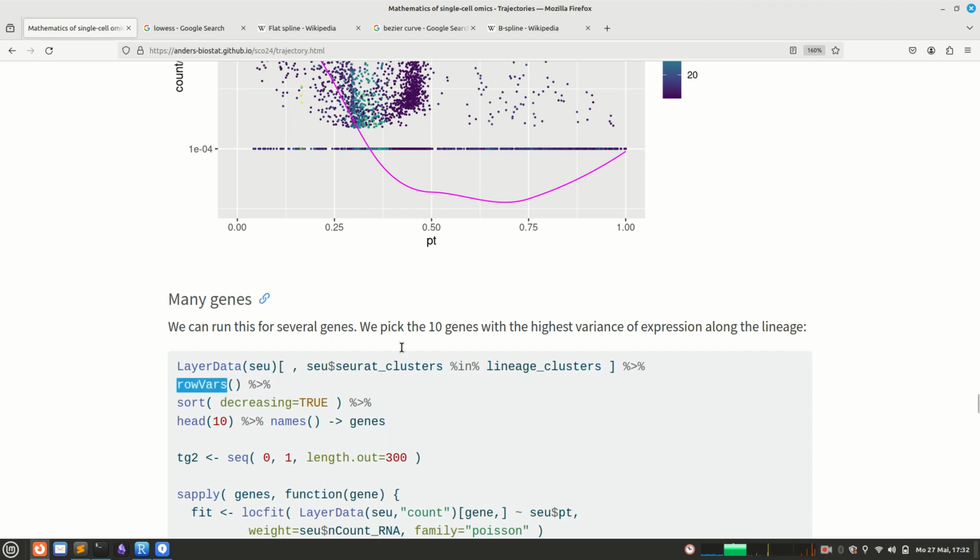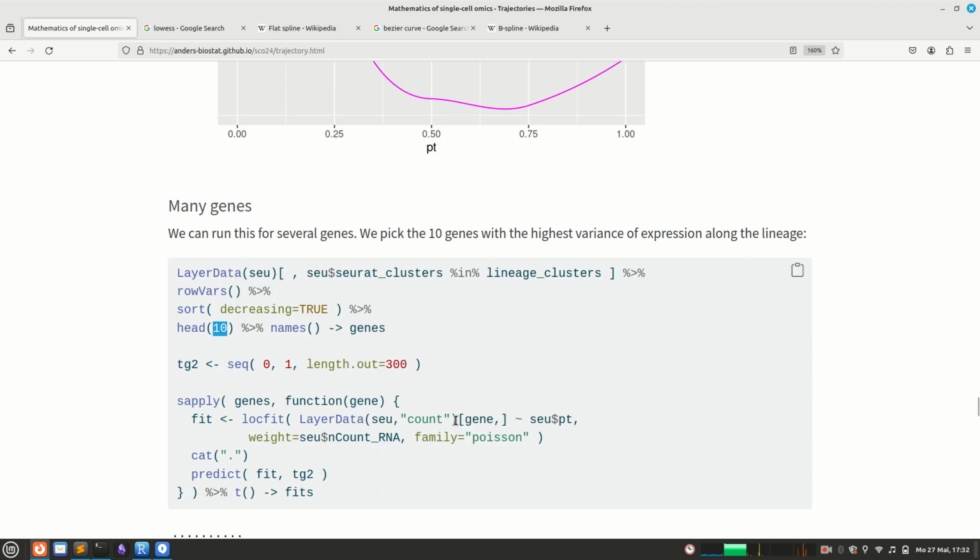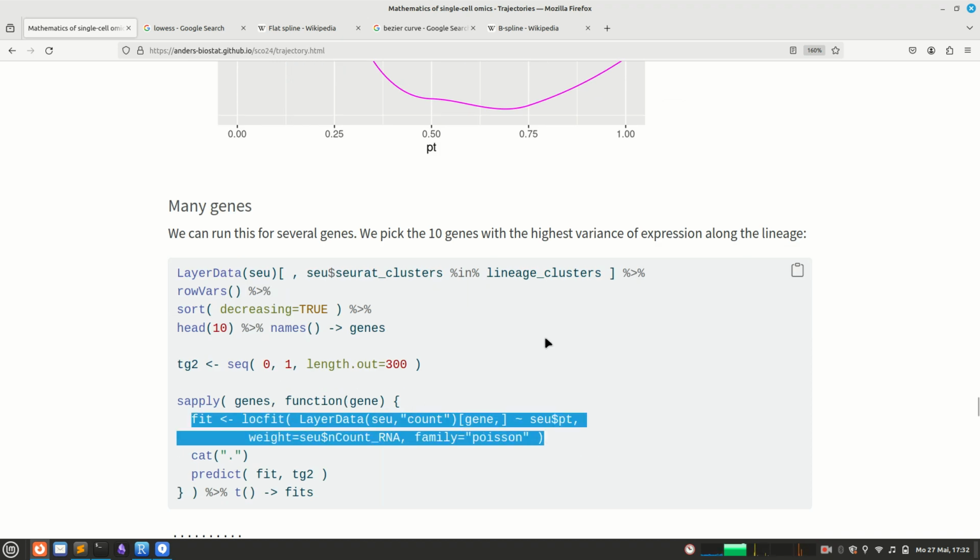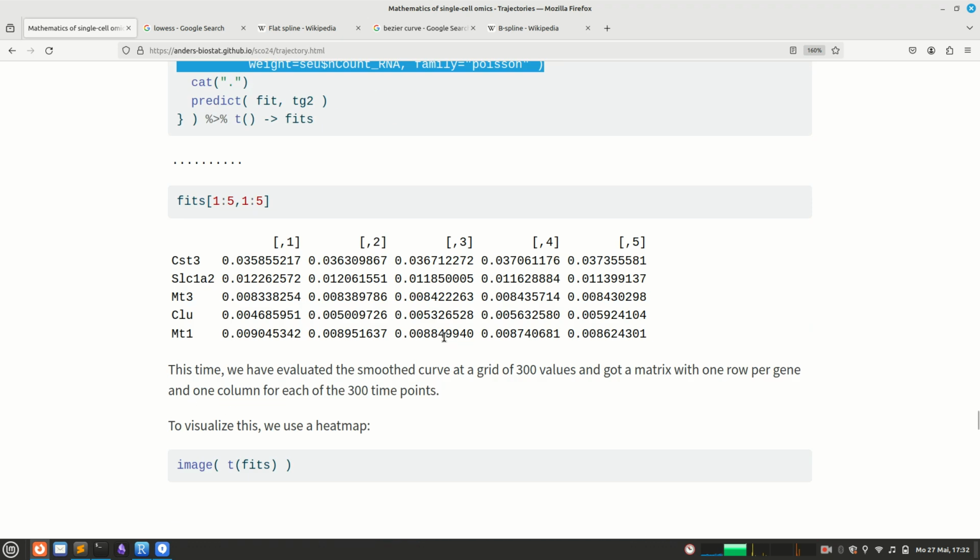multiply this with the row variance, calculate the row variance, and find the 10 genes with the highest variance of expression simply taken over all the cells. And for each of these 10 genes, now I call this log-fit function that I've just done here. And then I get now here these curve values for each of my data grid of 1000 pseudotime values from 0 to 1. I get these values.